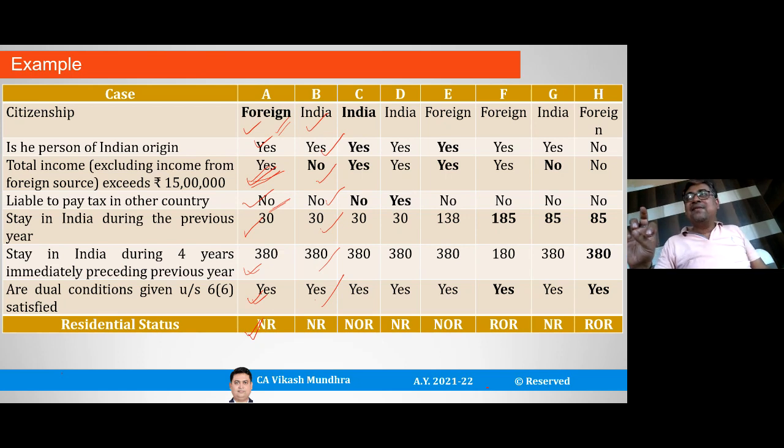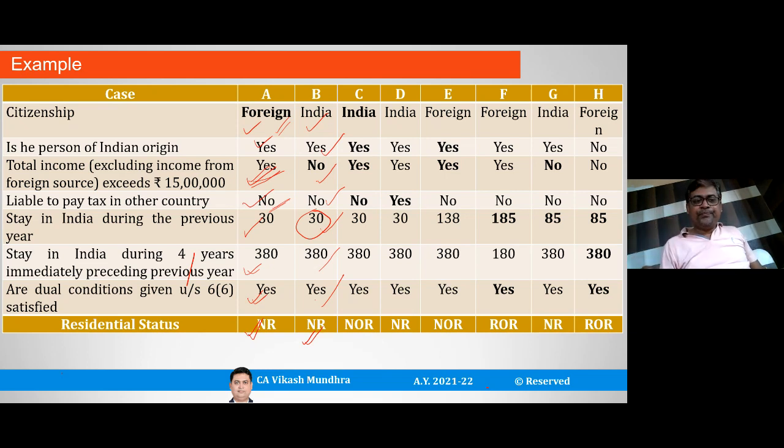Why? First of all, 61A, you are required to examine 61A, whether his income exceeds rupees 15 lakh? No. 61A is not applicable. Now we are going to our regular provision. 182 days or more, he fails because his stay in India is only for 30 days. And obviously, condition number two is not satisfied. Condition number two is 182 days plus 365 days. Since his stay in India is only for 30 days during the particular previous year, he is not satisfying any of the condition. And section 6(1)(a) is not applicable because his income does not exceed rupees 15 lakh. Hence, his residential status is non-resident. Since he is a non-resident, the individual is not further subclassified as a not ordinary or ordinary.